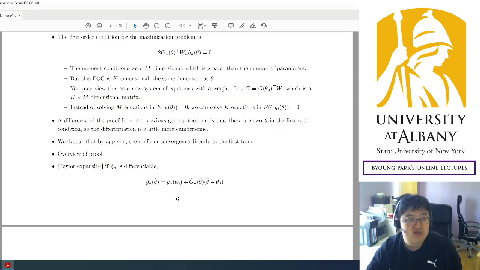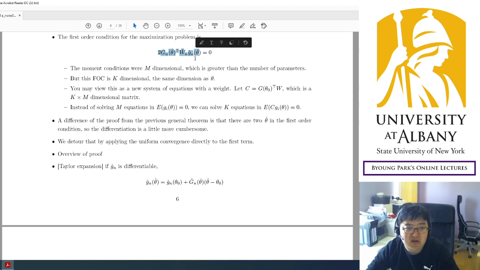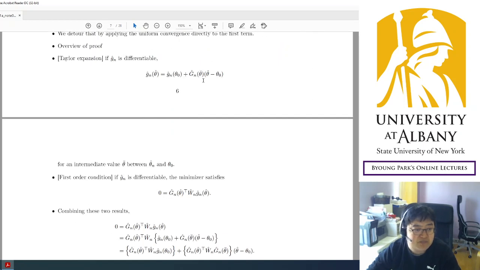And we are going to apply the Taylor expansion theorem to the moment function g, the sample moment function g hat, and exactly this is the Taylor expansion, the linear approximation, and we are going to plug this into here. So we are not approximating the whole function, but only this part. So only this part is approximated by a linear function. Then let's see what happens.